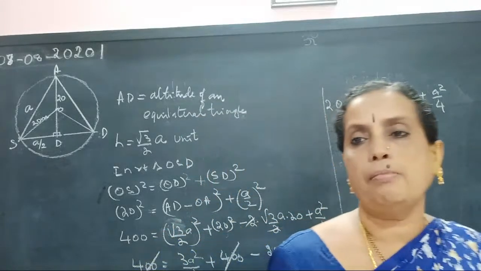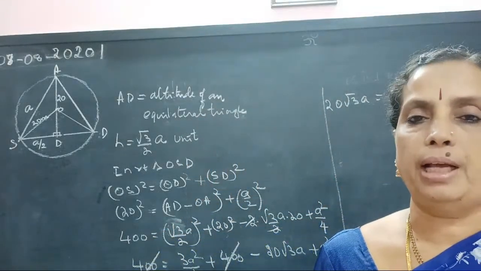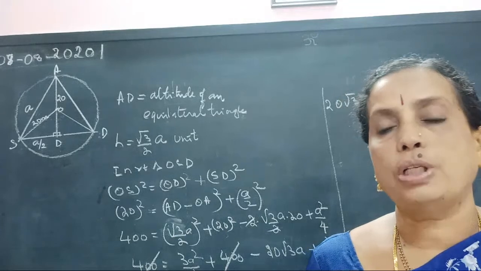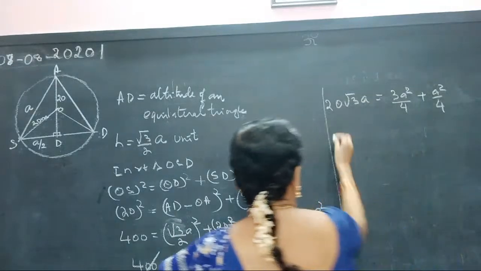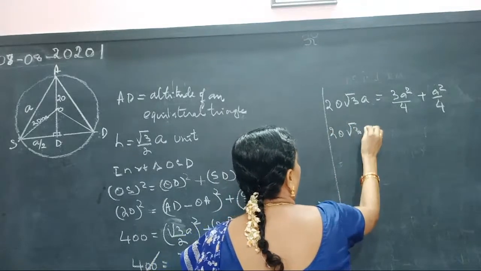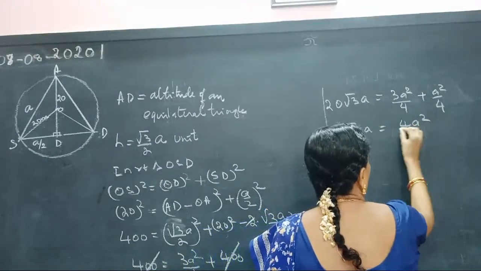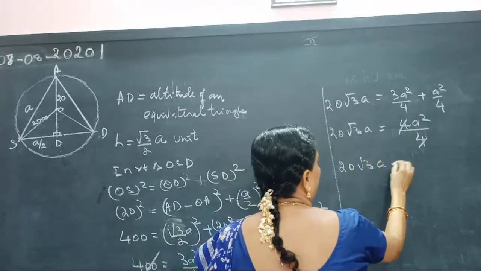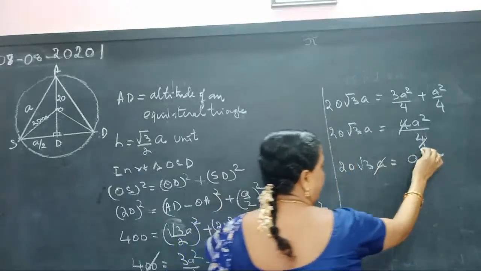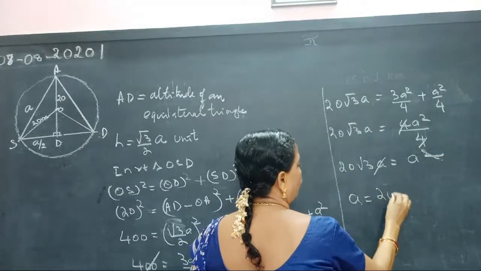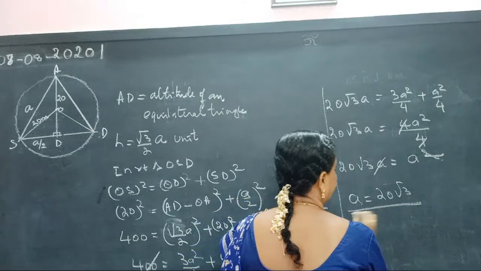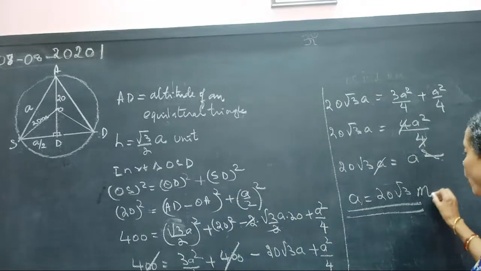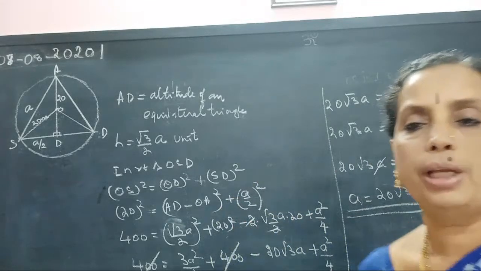So the only thing you should keep in mind is that the altitude of an equilateral triangle is root 3 by 2A. How it is, you are going to study in the Heron's formula chapter. So now what you get? 20 root 3A equals 4A square by 4, cancel. 20 root 3A equals A square, cancelling this, A equals 20 root 3. This is the answer. That is, the length of the toy telephone is 20 root 3 meter.